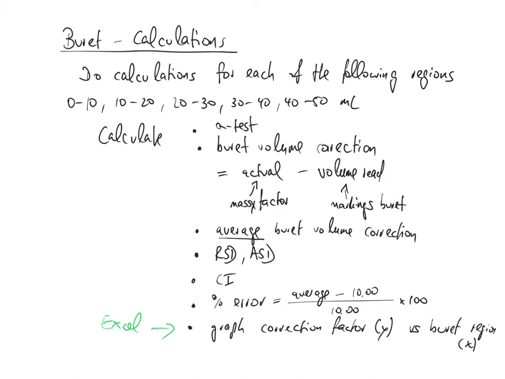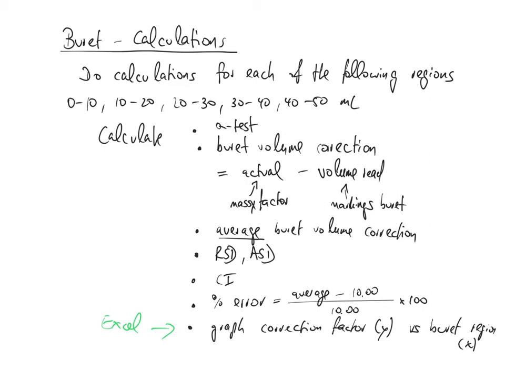Once you've done all your measurements for the burette, you have to do calculations, and we're going to do the calculations for each of the 5 regions. Of course, every time you have multiple trials, so here you have 3 trials, you need to do a Q-test to see if you've discarded one. You should calculate the actual volume and the correction term volume of the burette, which you get by subtracting the indicated volume from the actual volume.